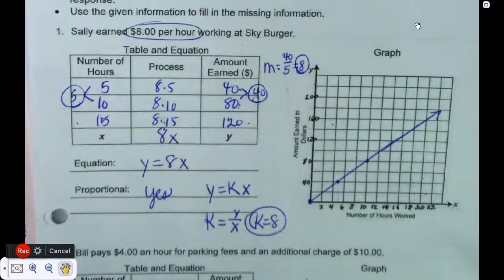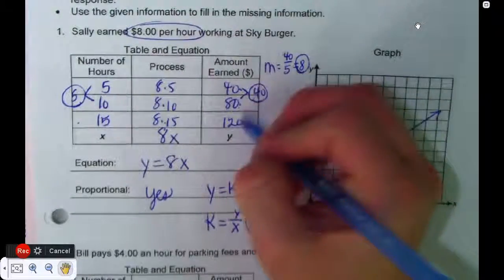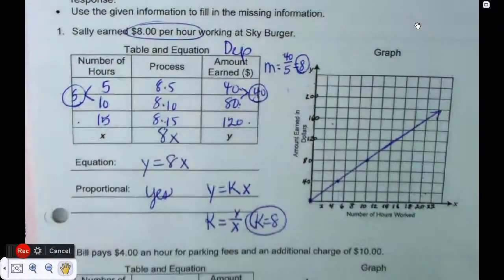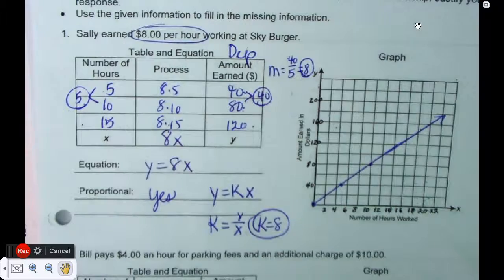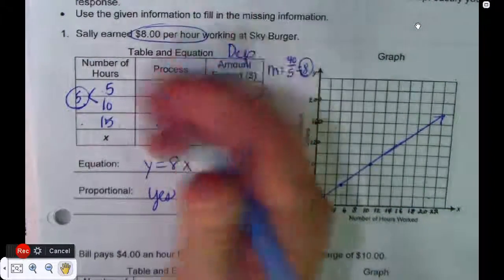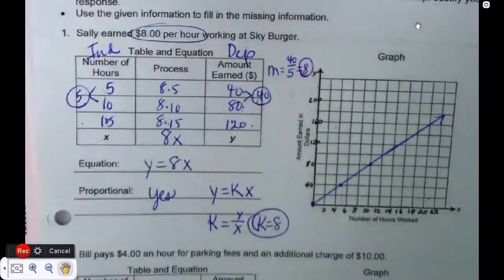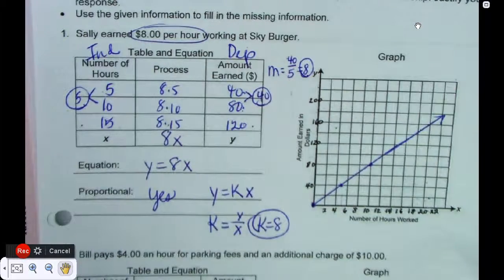Okay, answer me this. Does the money you make depend on how many hours you work? Yes. So your amount is the dependent. Write DEP up there. Your amount that you make is dependent on the number of hours. That's your independent.